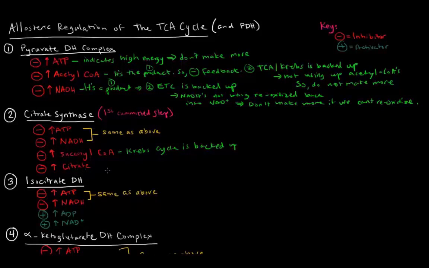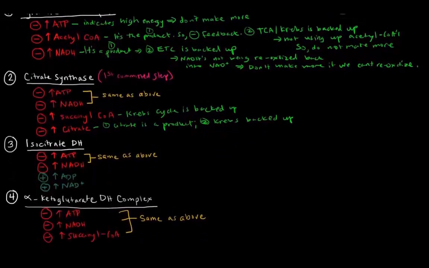What about high levels of citrate? If there's a bunch of citrate, that could also indicate that the Krebs cycle is backed up. If citrate is not moving on further, then the Krebs cycle is probably backed up. In addition, citrate is also the product. So first and foremost, citrate is a product of that reaction, and two, this also indicates that the Krebs cycle is backed up because that citrate is not being converted over.